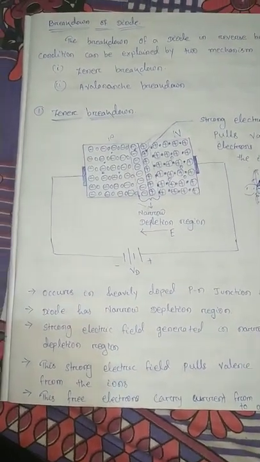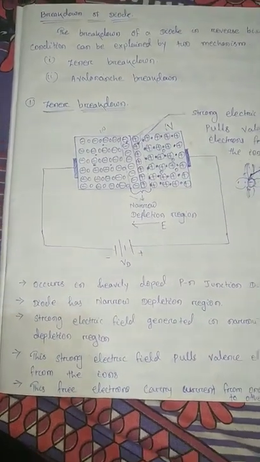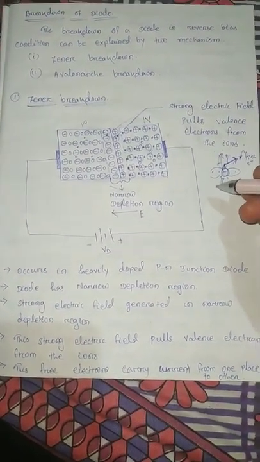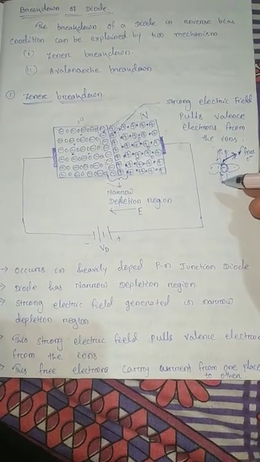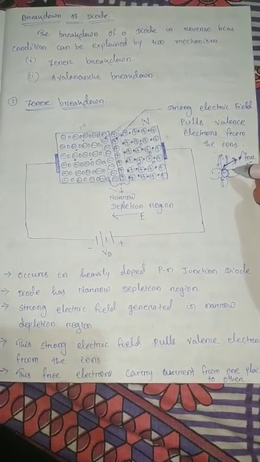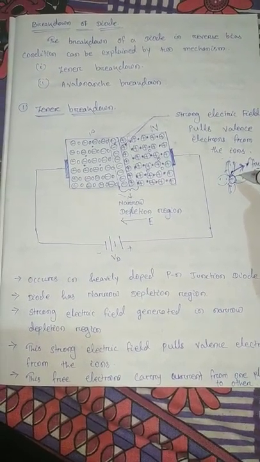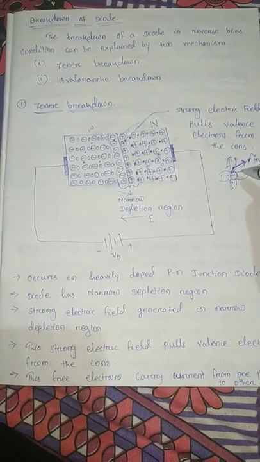So at the Zener breakdown region, a small increase in the reverse voltage will result in the production of a large amount of free electrons. So what happens due to this production of a large amount of free electrons? The current in this case increases very sharply.